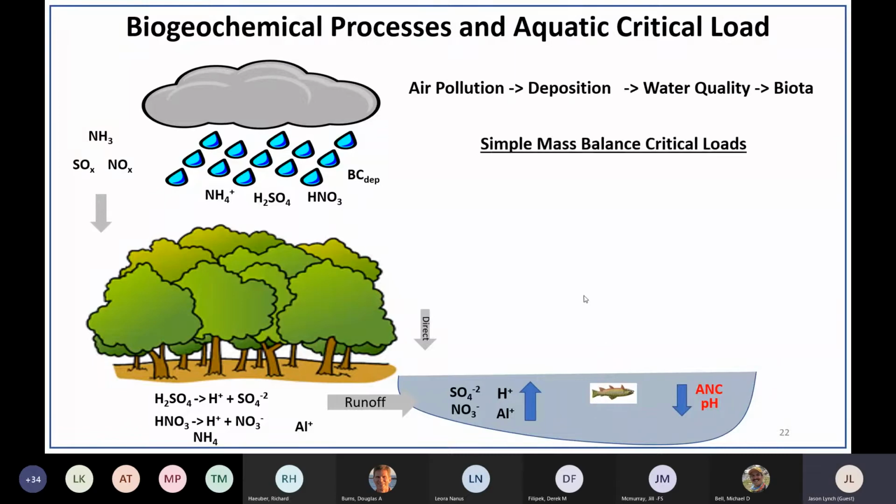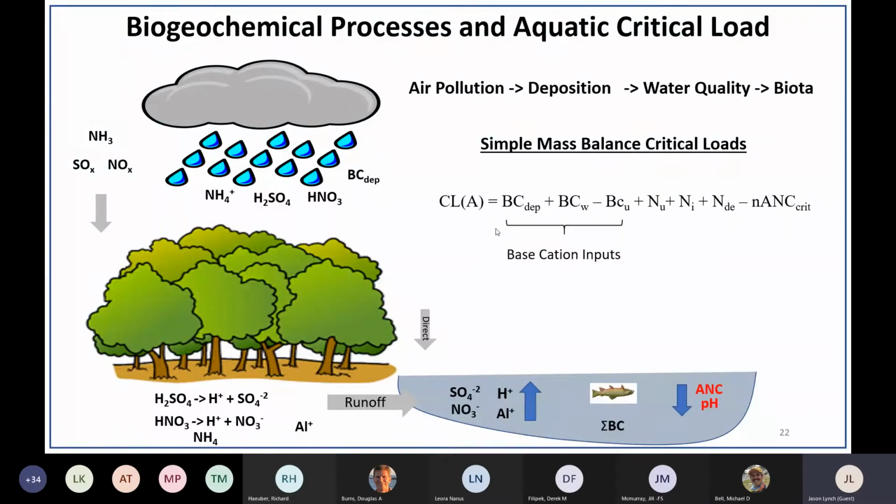All right, so we can use this understanding of the biogeochemical processes to develop simple mass balance critical loads. And here's the equation. To understand this, you have to understand three main components. That's the base cation input component here, probably the most important component. Base cations come from weathering of rocks, and they also come in from deposition. Ultimately, in order to develop a critical load for surface waters, you need to understand the balance of base cations within the surface waters.